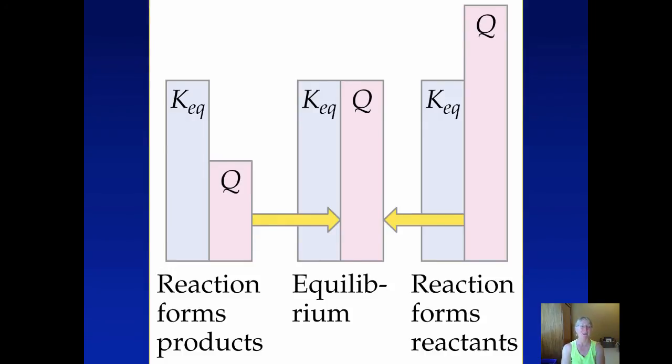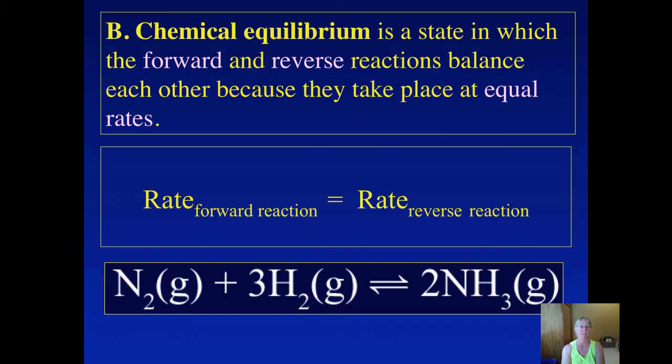At equilibrium, it's possible that you could have reactants dominating or products dominating, but the purpose of this slide will become more clear as we get deeper into the subject, so I'm going to let this concept of KEQ pass for now. So go ahead and fill in your PowerPoint notes if you haven't been doing so. Chemical equilibrium is a state in which the forward and reverse reactions balance each other because they take place at equal rates.